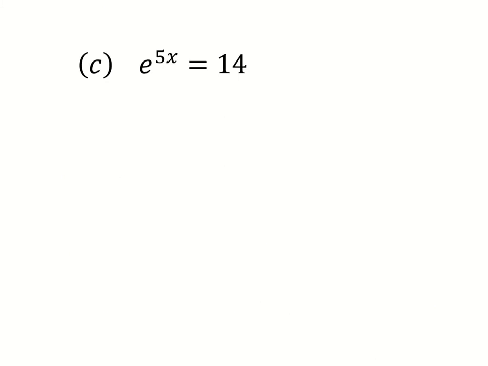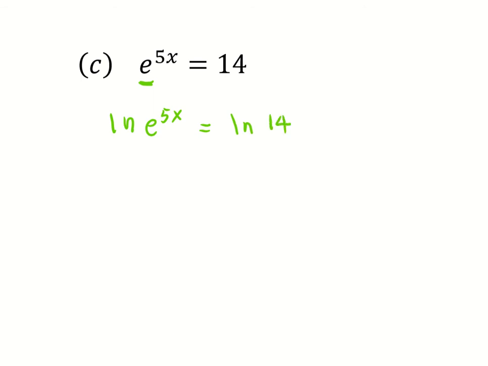Okay, now let's look at problem C. e to the 5x equals 14. For this problem, remember I said the first step, you can either take the log or ln on both sides. Since here the base is e, it's easier to take ln on both sides instead of log. So what I'm going to do is take ln on both sides. So you have ln of e to the 5x equals ln of 14.